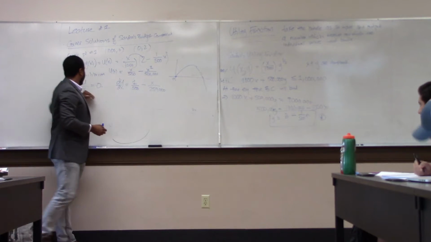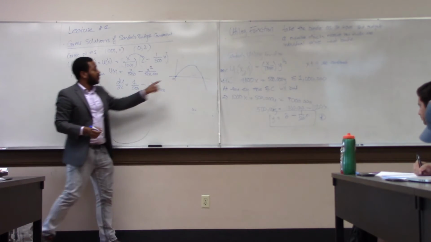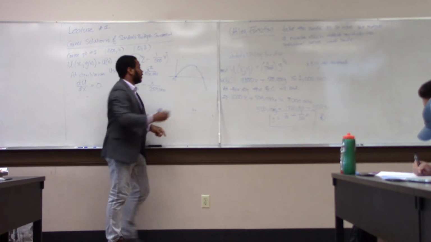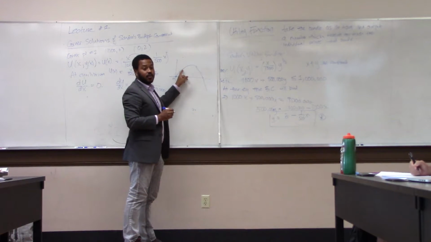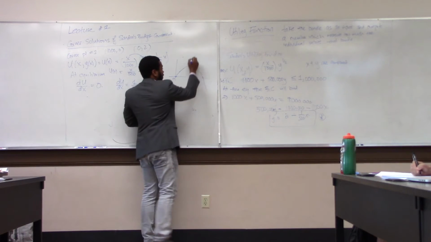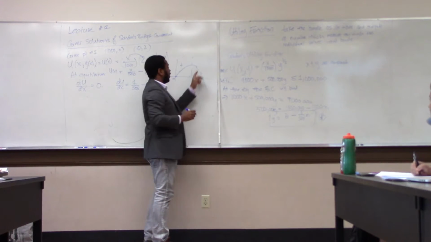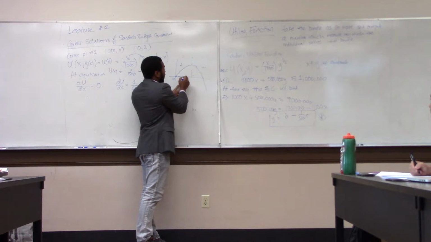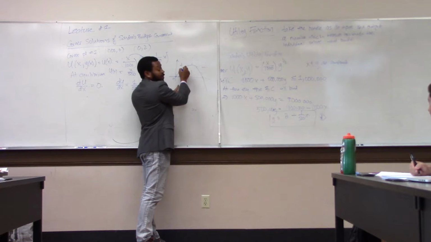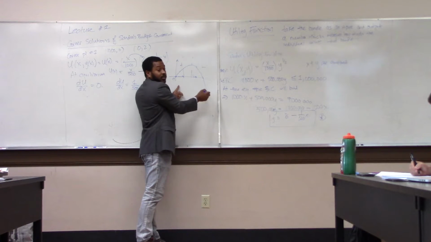Now, this step here says that at the maximum, the derivative is going to be 0. Because what's the derivative to the left of this point? Is it positive or negative? Positive. It's positive, right? So the derivative is positive. What about here? It's negative. Because as we increase x, the value of the utility goes up, goes up, goes up. But over here, as we increase x, the value of the utility goes down.